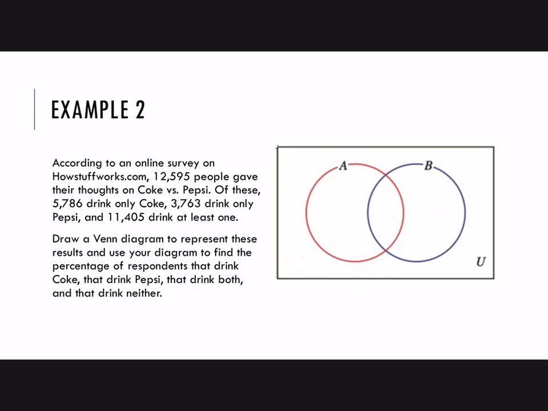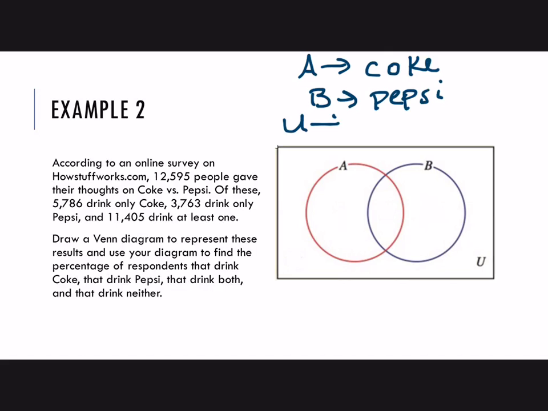First of all, we weren't given the number of people who drink Coke. Let's call that A. A is the Coke drinkers, and B is the Pepsi drinkers. Okay, and then the universe. Now for any of these ones which are dealing with a survey, the universe is just going to be the total number of people who were surveyed.